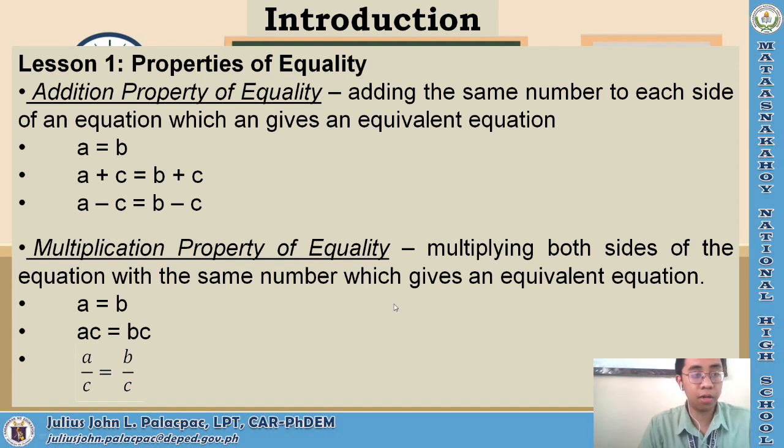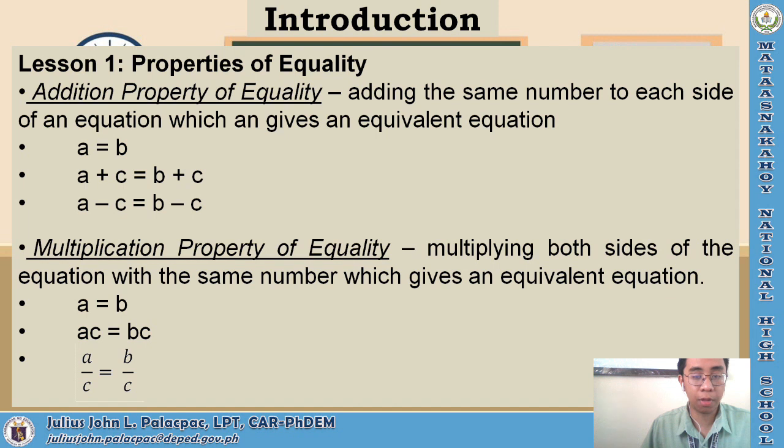So we have here a is equal to b. If we add c on the left side, we will also add c on the right side. Whatever you add on the left side, you will add on the right side. We will use this in eliminating x and y variables later on. In another example, we have a minus c on the left side, so we also subtract c on the right side.